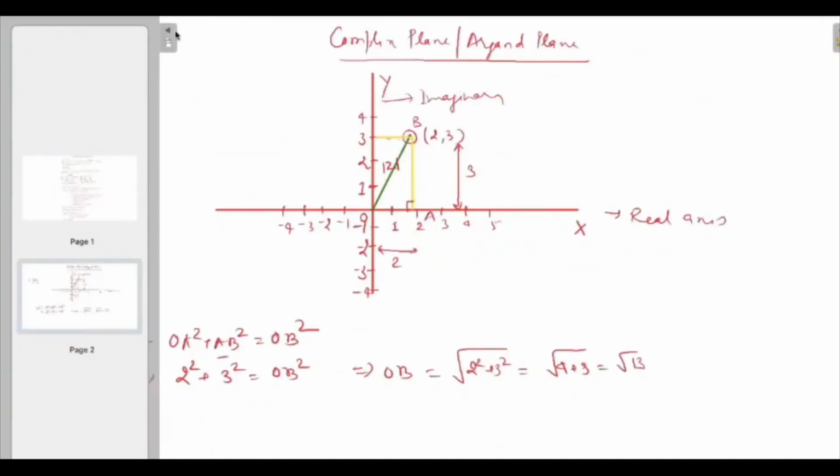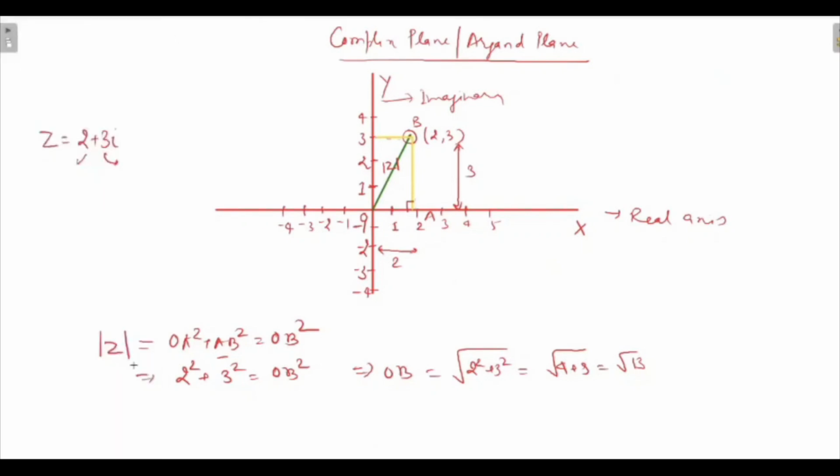Okay. Now, once we have defined modulus of z, I'm coming back to the complex plane and Argand plane. So this is how we define mod z, and this part OB is called mod z, and any point on this plane can be defined like this. So for example, if I have to represent the point z equals 2 minus 3i, I have to take 2 on the real side, and minus 3 on this side. So the point is going to be here, and then we can represent it using this line.